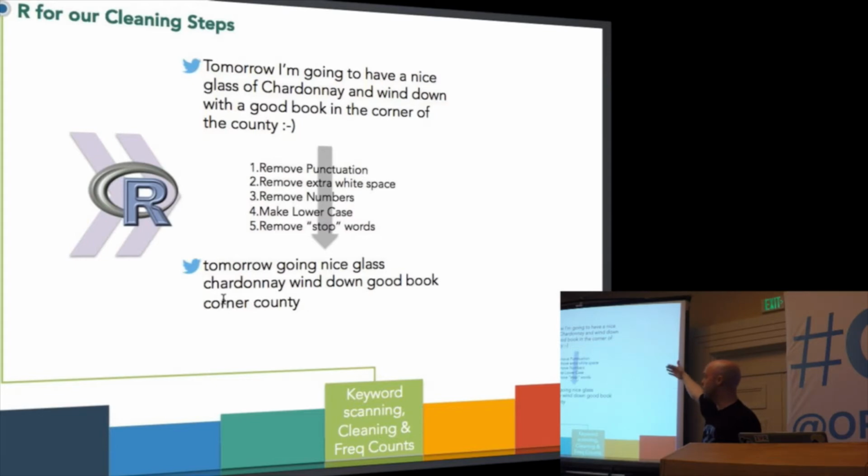So after you do all of these transformations, you're left with a tweet that says, tomorrow going, nice glass, Chardonnay, wind down, good book, corner county. It's essentially getting to the same kind of gist of that tweet. And in doing so, we're able to now aggregate terms. Because if I had another tweet that had lowercase tomorrow, the word tomorrow just happens to be the first word, and that's why it's capitalized. If I wanted to analyze that, it's the same word, so putting it through those transformations can help with that.